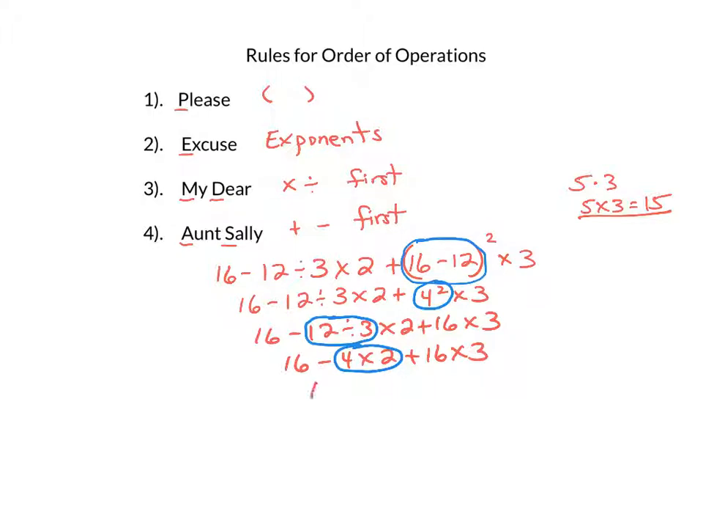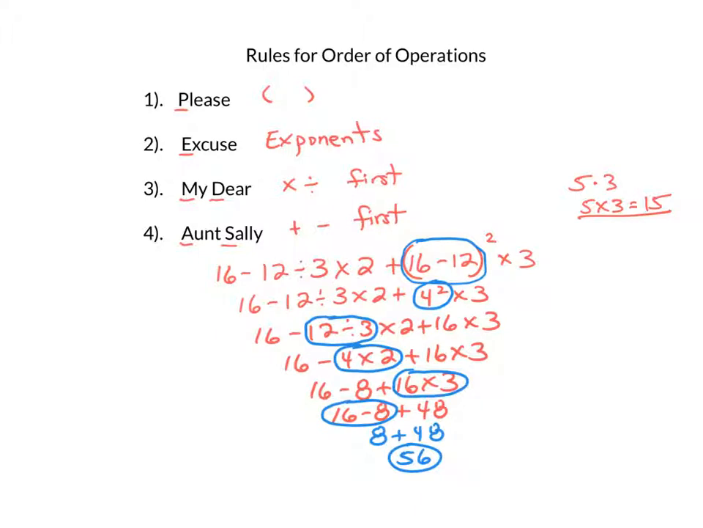So now I have 16 subtract 8 plus 16 times 3. Now I have subtraction, addition, multiplication. I'm going to do the multiplication first, the 16 times 3, and recopy. I have 16 subtract 8 plus 48. And now all I have left is addition, subtraction. I'm going to do whatever comes first, which is 16 subtract 8. 16 subtract 8 is equal to 8. So I have 8 plus 48, giving me a final answer of 56 for that problem.